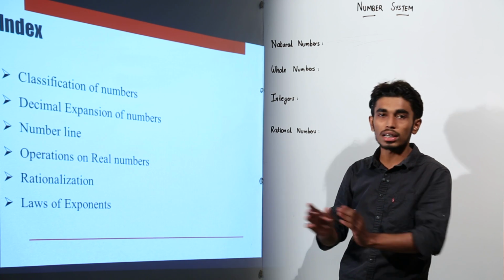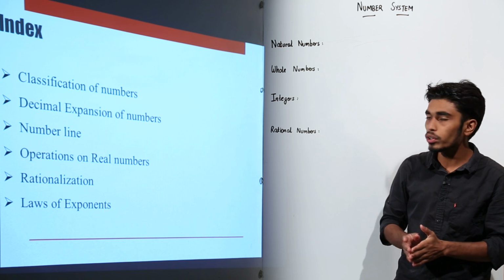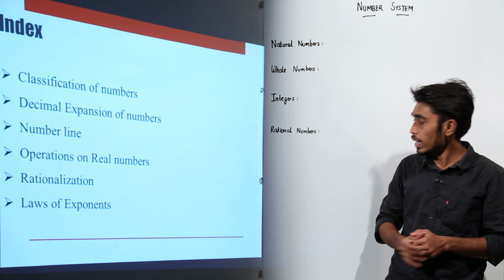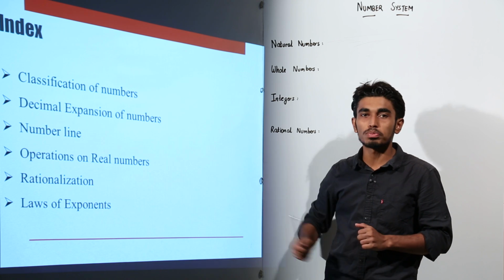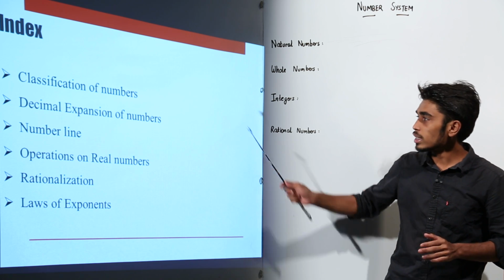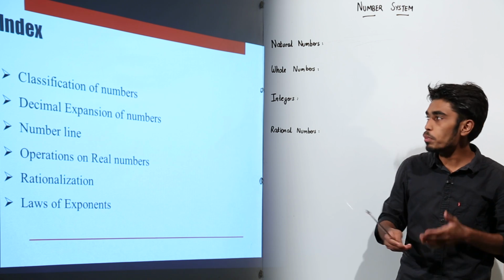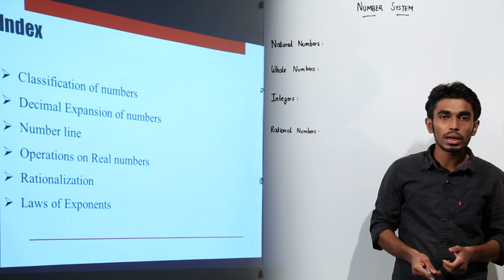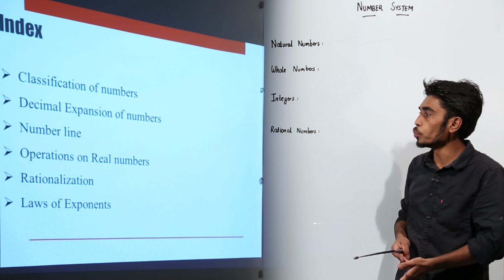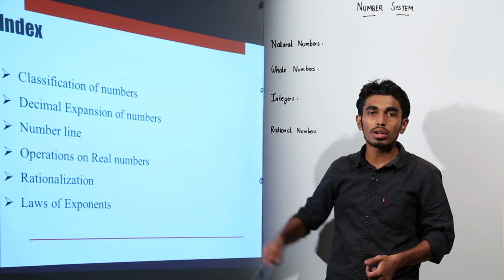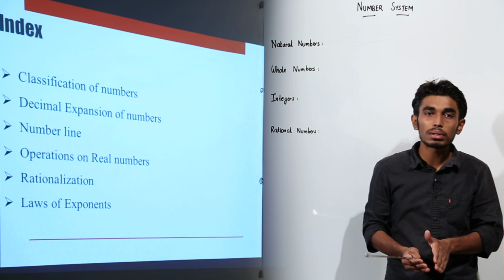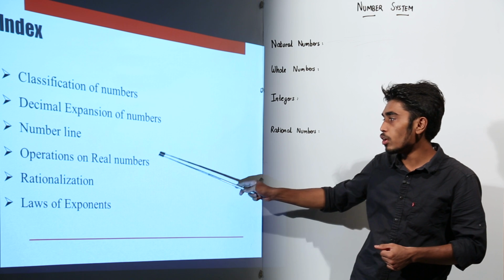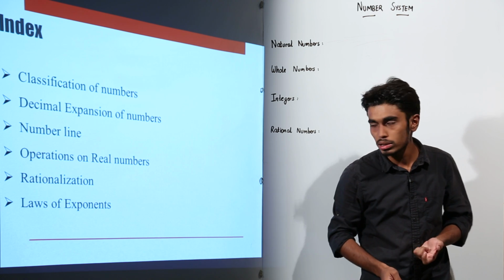First we'll be dealing with the classification of numbers. As I already told you, we'll be learning all the categories in which the numbers can be classified. Next, we'll be talking about the decimal expansion of numbers, right? In this particular topic, we'll be learning how to define these categories that we learned in the previous topic in a better way or in a new way, right? Then we'll be talking about what is a number line and how to represent different kinds of numbers on the number line, right? At the end, we'll be dealing with some operations on real numbers, right?